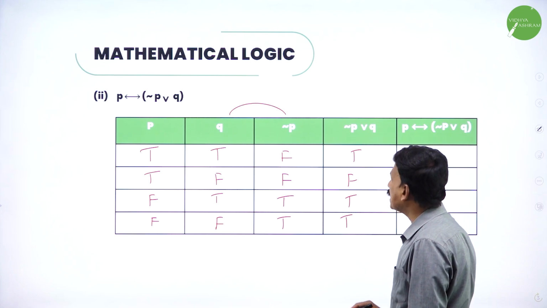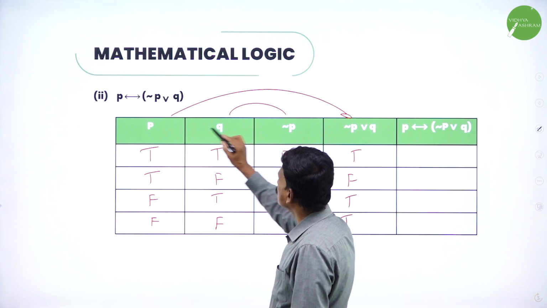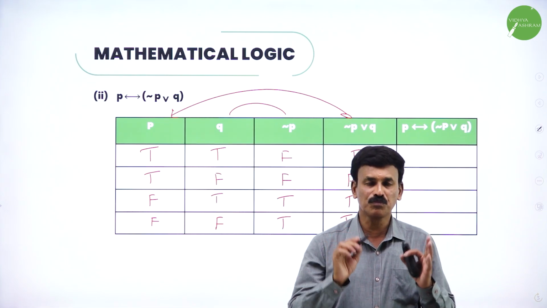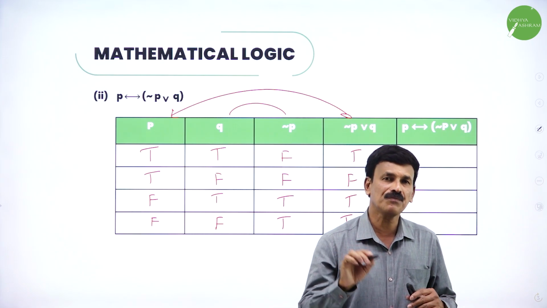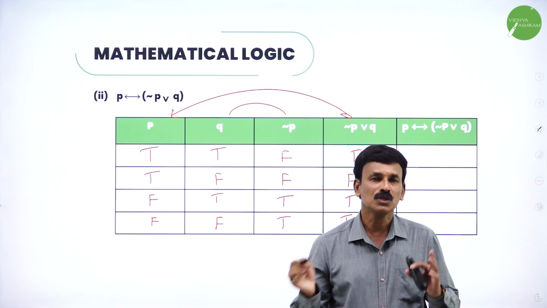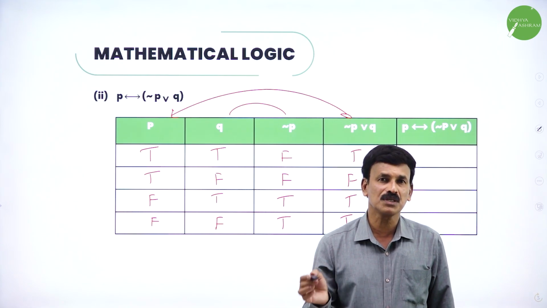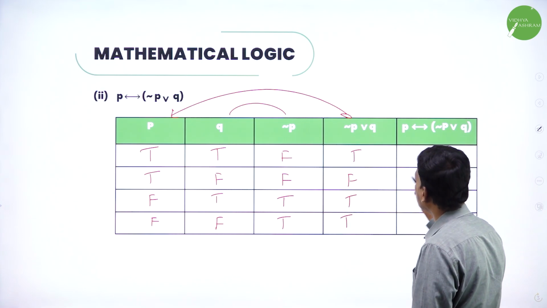Now write down the biconditional for these two, P and this. What is a biconditional statement? If both statements are true or both are false, it is true: T and T is T, F and F is also true. In other cases, true and false or false and true, it is false.